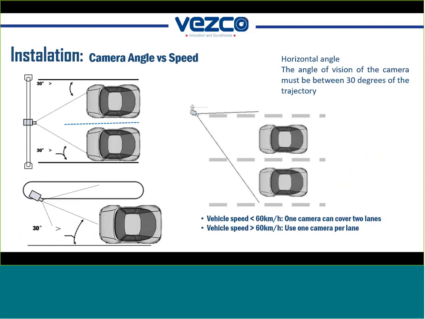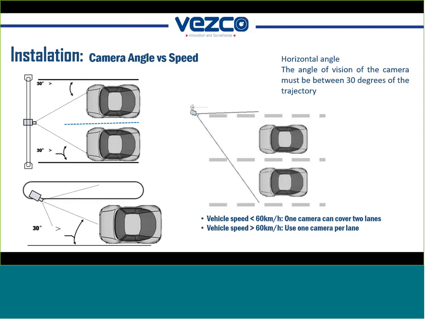Installation, camera angle versus speed. The horizontal angle of view of the camera must be within 30 degrees of this trajectory. I do say that a lot, and I point out this number a lot throughout this webinar because I cannot express how important it is that we follow these angles, or else your camera is not going to work correctly. It must follow these installation guidelines.